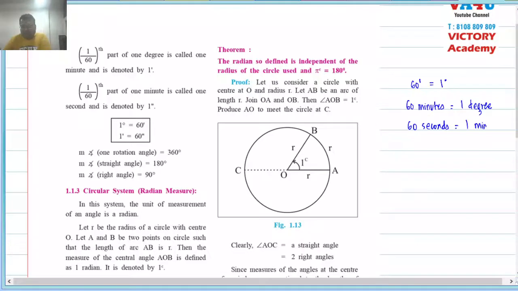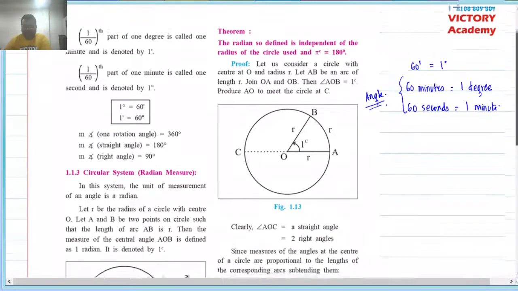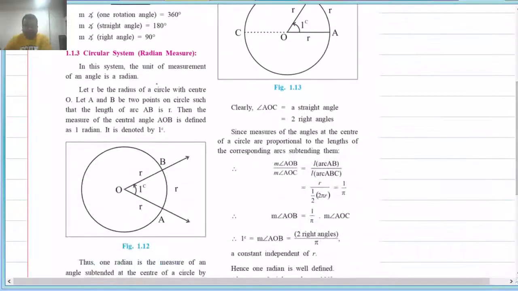Now this particular concept is related to angle. It is not related to time. This is measurement of angle. Even though the words are similar, don't confuse it with measurement of time. Then you have circular system, that is radian measure.